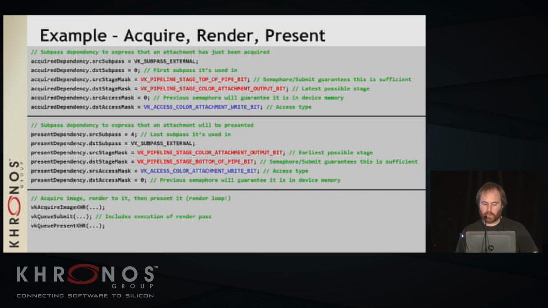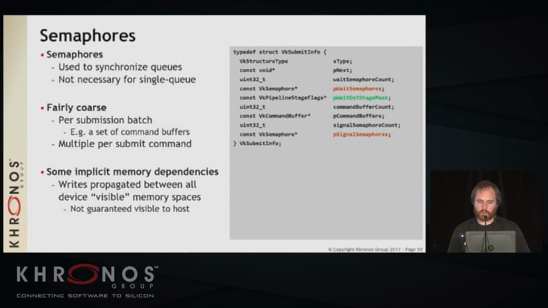You say the last subpass is used in, and you put the destination subpass as external, which means, again, everything outside the subpass after it. Similar story here. Set the source stage as the output stage, and the access mask as the output write. And again, for the destination, don't care because, again, you have to have a semaphore between the submit and the present, which makes these guarantees for you, which will make more sense once I've described semaphores.